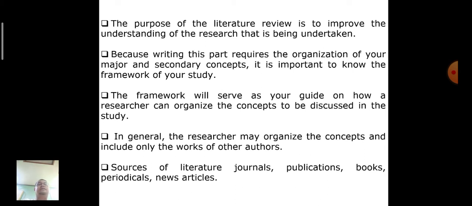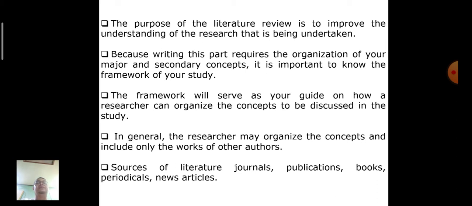Because writing this part requires the organization of your major and secondary concepts, it is important to know the framework of your study. I'll be presenting you a table later on showing that your research objectives, or statements of the problems, are basically your guide towards writing the literature review or review of related literature. The framework will serve as your guide on how a researcher can organize the concepts to be discussed in the study. In general, the researcher may organize the concepts and include only the works of other authors.